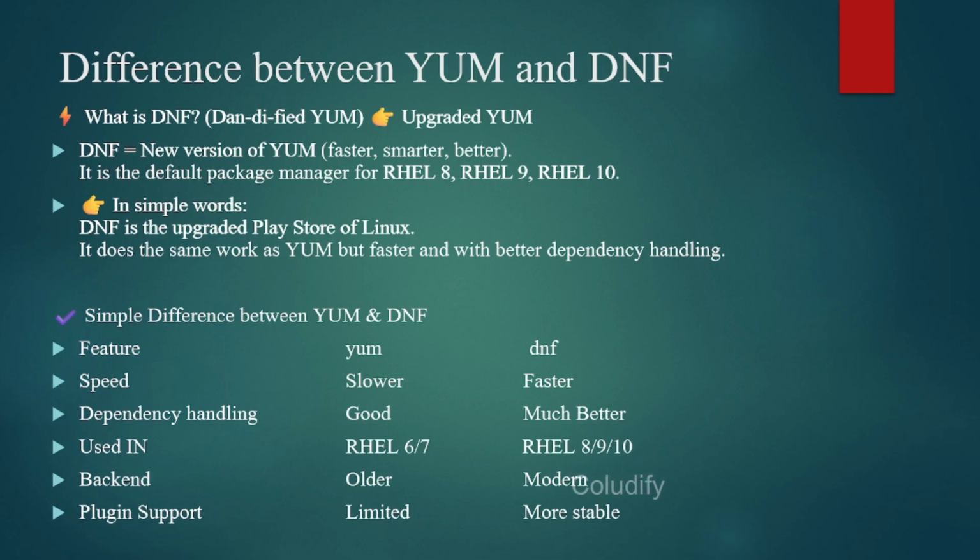So the simple difference between yum and DNF is in the features. The speed of yum is slower and the speed of DNF is faster. Dependency handling is good in yum and much better in DNF. Yum is used in RHEL 6 and 7, and DNF is used in RHEL 8, 9 and 10. The backend of yum is older and the backend of DNF is modern. The plugin support of yum is limited and the plugin support of DNF is more stable. These are the differences between yum and DNF.